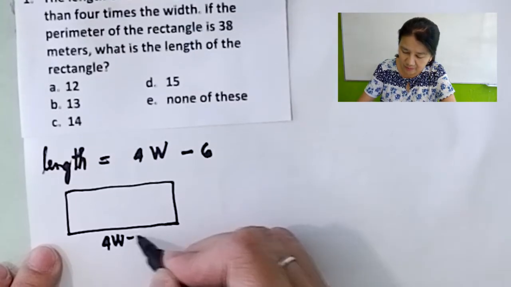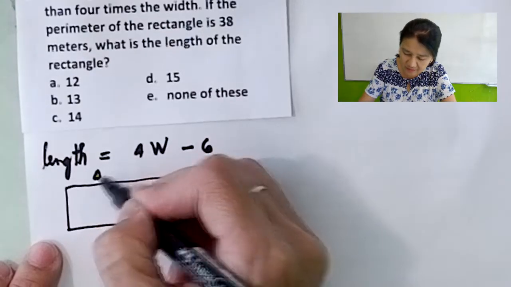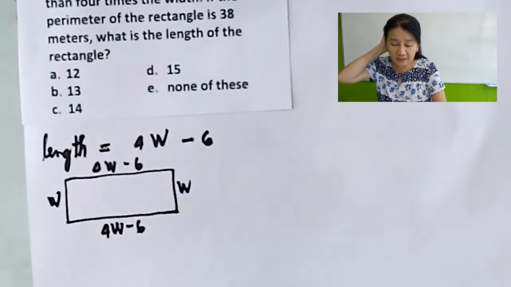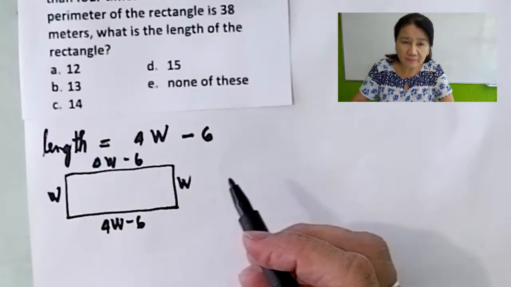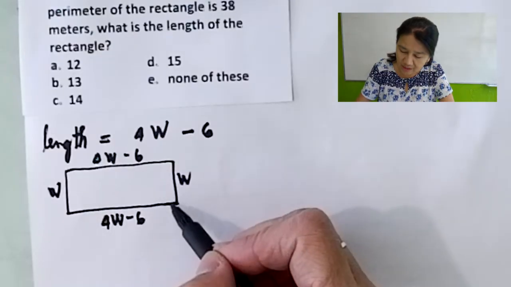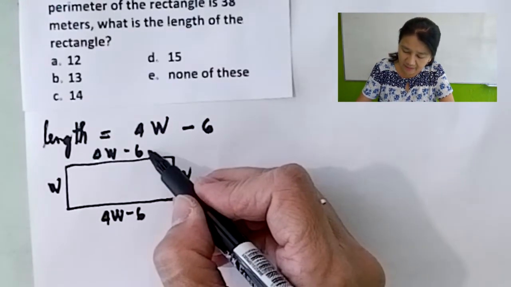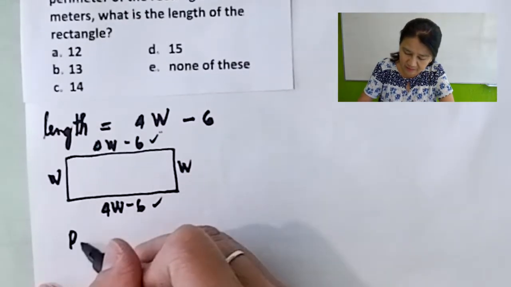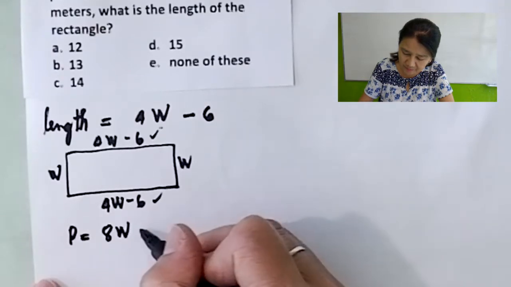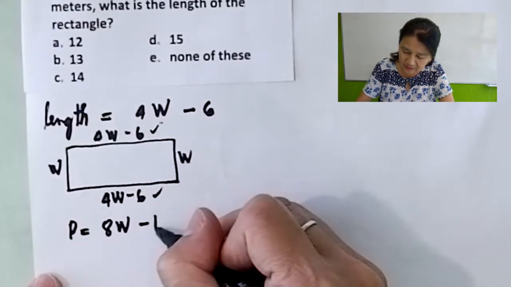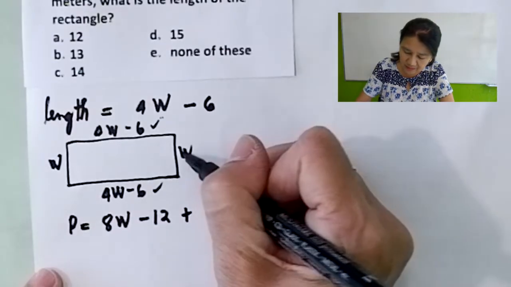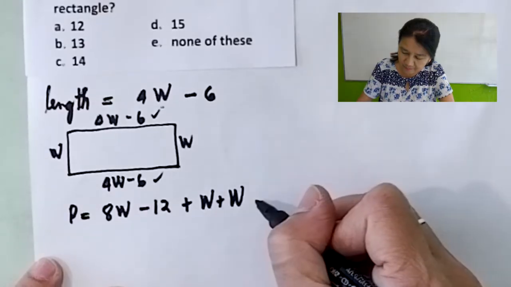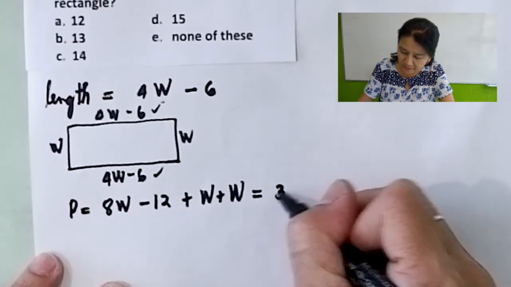So this is 4W minus 6, the length. This is also 4W minus 6. This is W, this is W. When we say perimeter, we're referring to the sum of all the sides. So you add the two lengths. So you have 4W plus 4W, that is 8W. Negative 6 plus negative 6 is negative 12. Plus W plus W, that is 2W, is equal to 38.